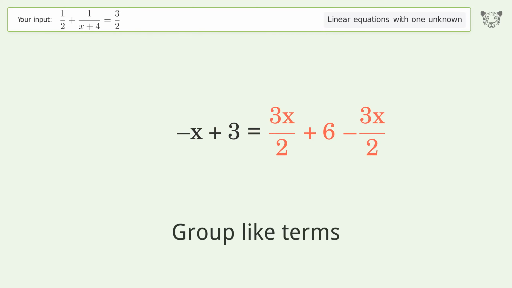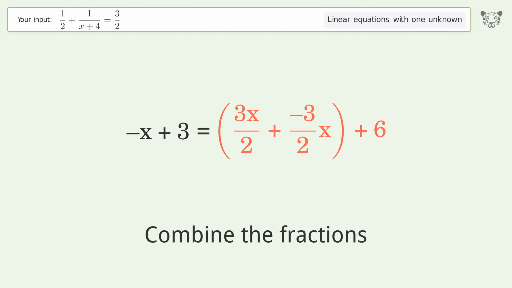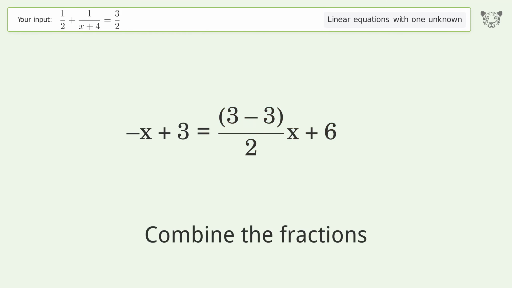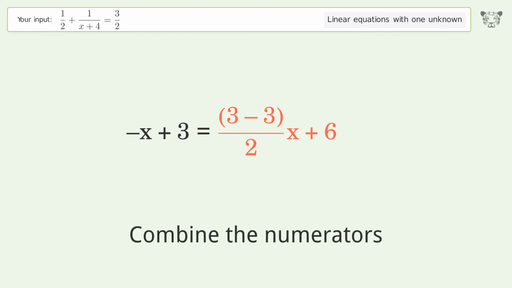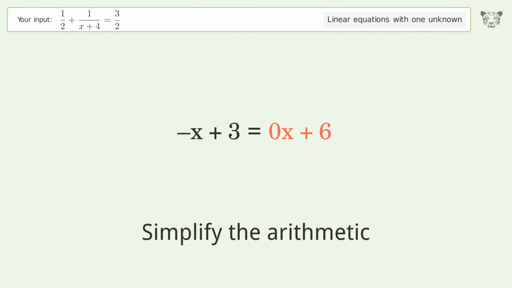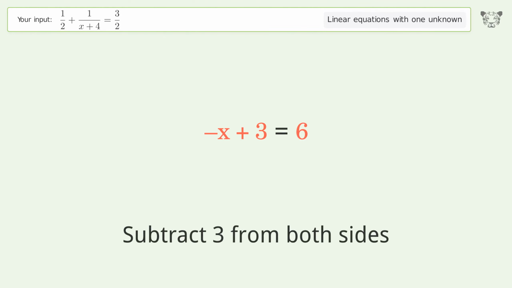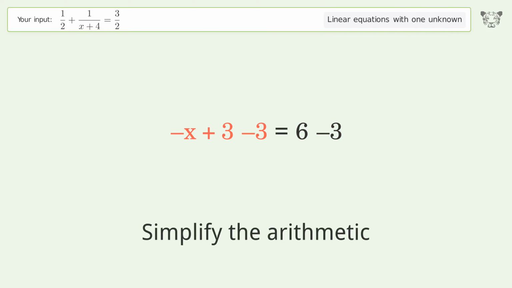Group like terms. Combine the fractions. Combine the numerators. Reduce the zero numerator. Simplify the arithmetic. Group all constants on the right side of the equation. Subtract 3 from both sides. Simplify the arithmetic.